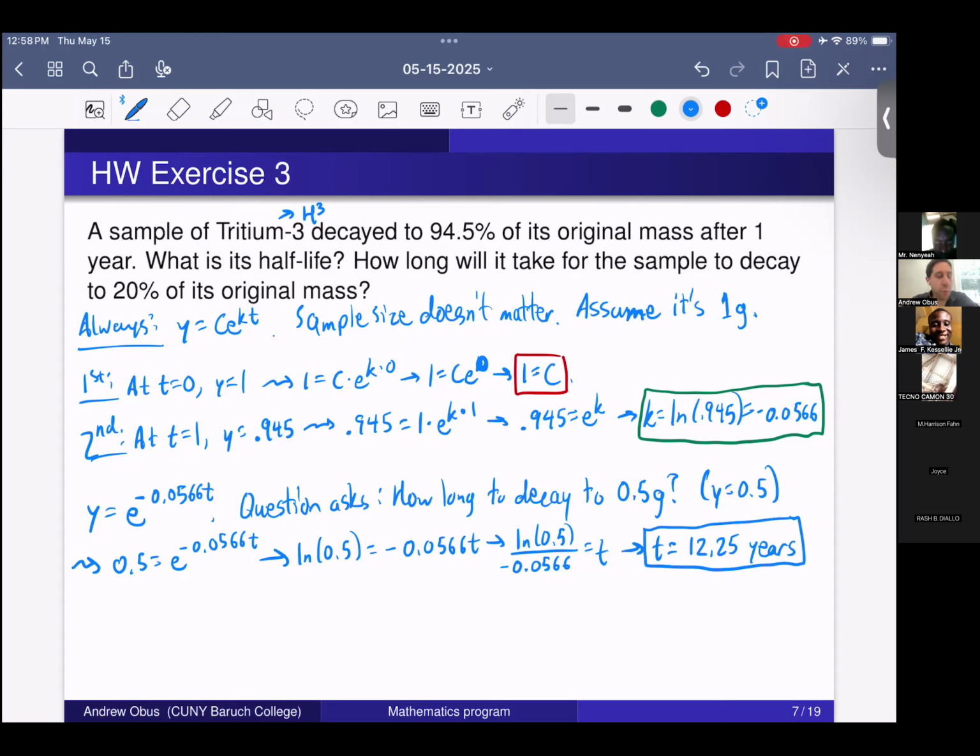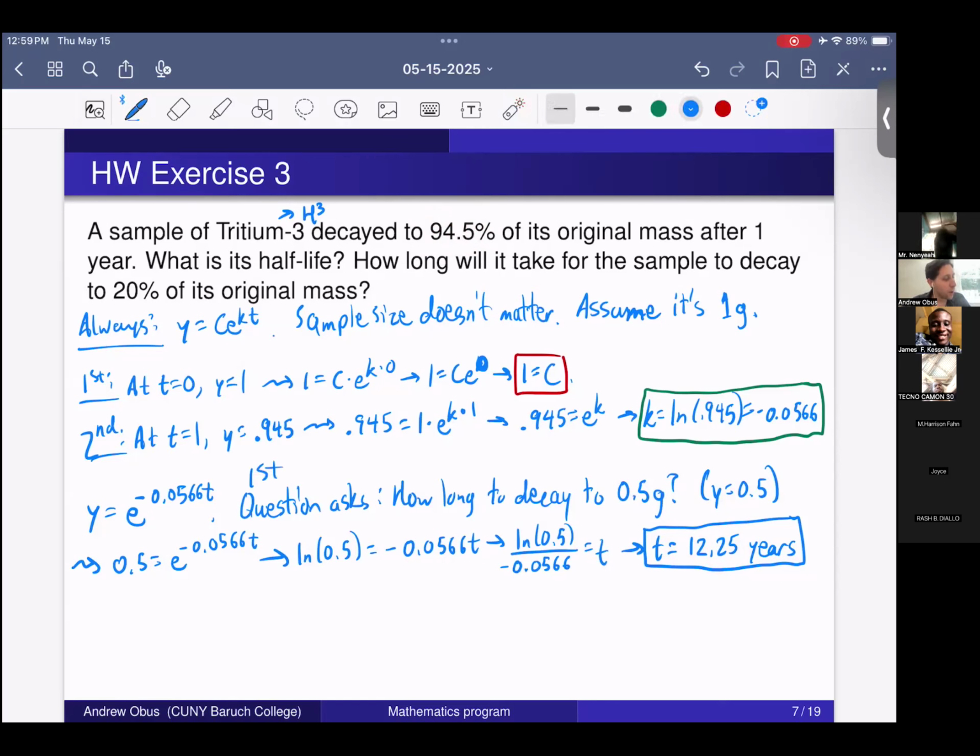Okay, so the half-life is pretty long. Our decimals might be a little off depending on how many places we round to, but 12.25 years, 12.16 years, it's all basically the same. This kind of makes sense, right? Because in 1 year, it loses only about 5% of its mass, so it's going to take a long time to lose 50% of its mass. Turns out that it actually takes 12.25 years.